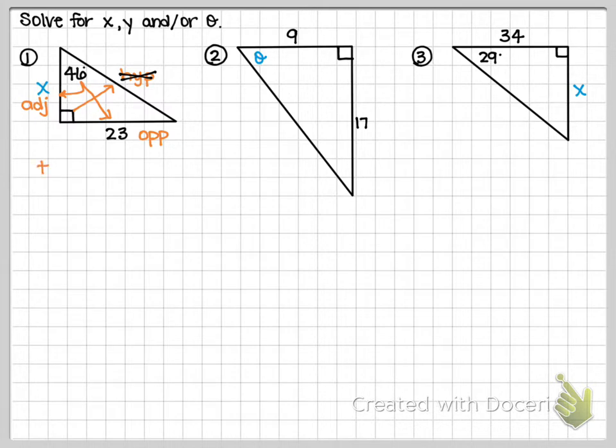So we're going to do tangent of the acute angle, which is 46 degrees, is equal to the opposite side, or the rise, over the adjacent side, also identified as the run. Okay, from here we're going to have to cross multiply to be able to solve for x. This is going to be x times tangent of 46 is equal to 23. All right, let's get rid of that multiplication by dividing on both sides.